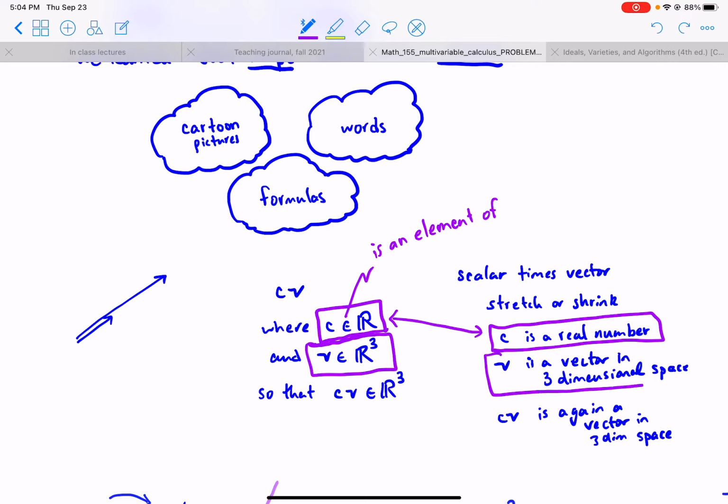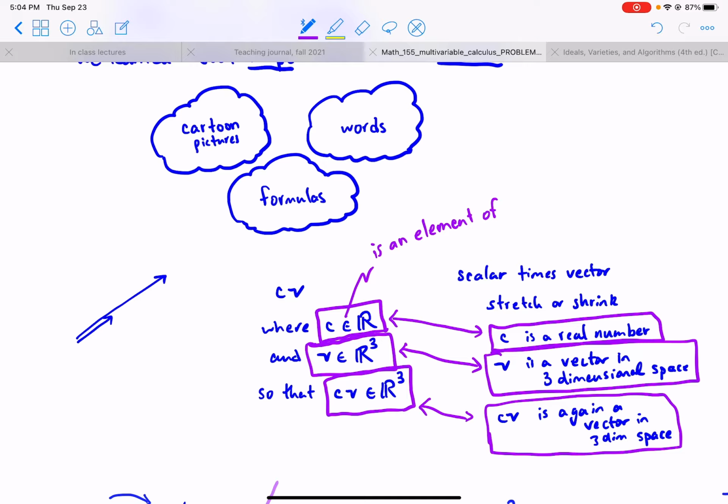And so in words, this is what those symbols mean. Except, of course, the symbols are much shorter to write. And so then a consequence of this is that the formula CV, or C times V, scalar times vector, the result of it is again a vector, because we took some vector and we scaled it by C, we get another vector. For example, it is not a real number. CV is again a vector in three-dimensional space. Okay.